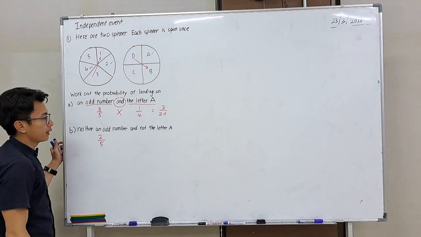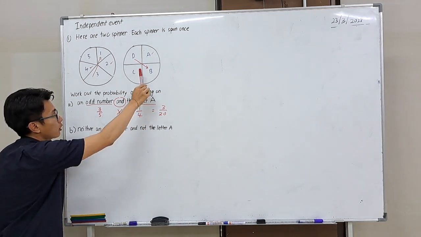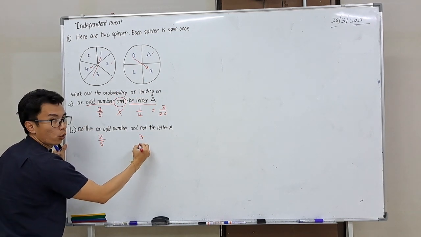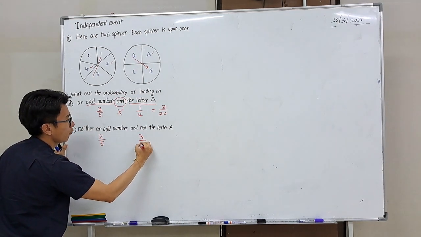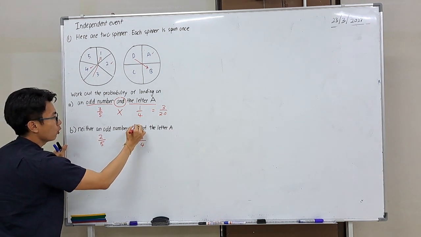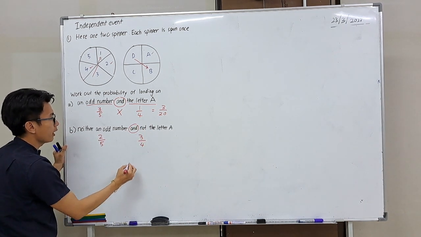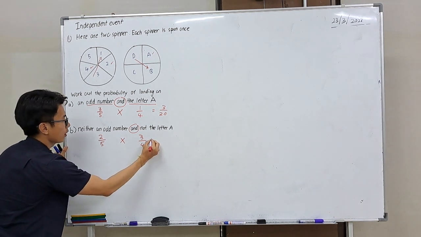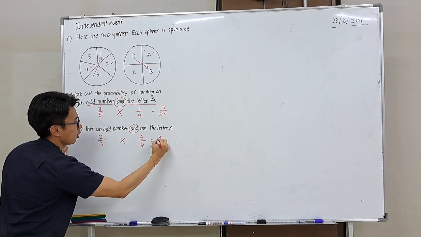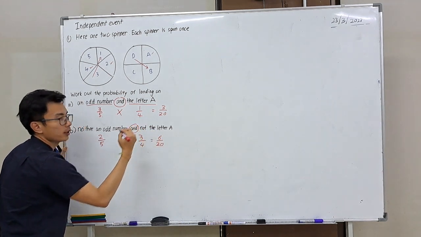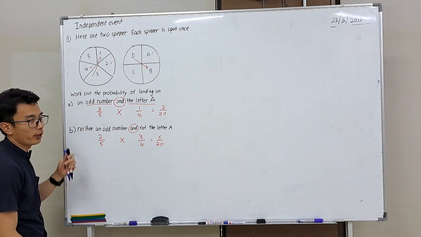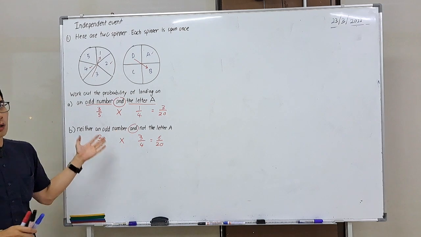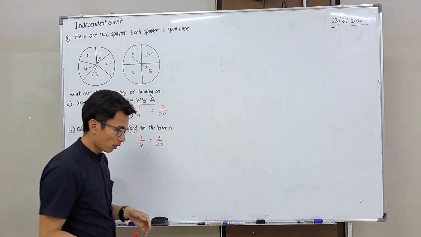Not letter A, my second option here, means my B, C, and D. Number of outcomes 3 over the total outcomes, which is 4. And the word "and" tells me that I have to multiply both probabilities. That will give me 6/20. Alright, so that's how we solve problems in regards to independent events.